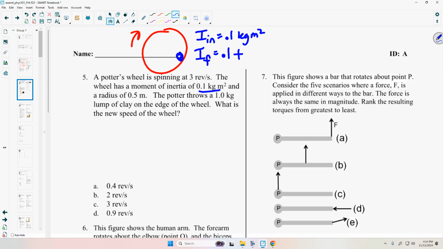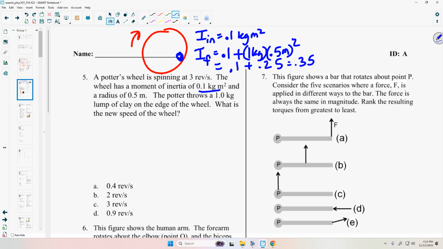Because the axis of rotation is outside of the object. Thank you. Plus m, which is mr squared. The mass is 1 kilogram. The radius, not the radius of the clump, but the radius of the wheel, is 0.5 meters. I don't even give you the radius of the lump of clay. So that's 0.1 plus 0.25 equals 0.35.